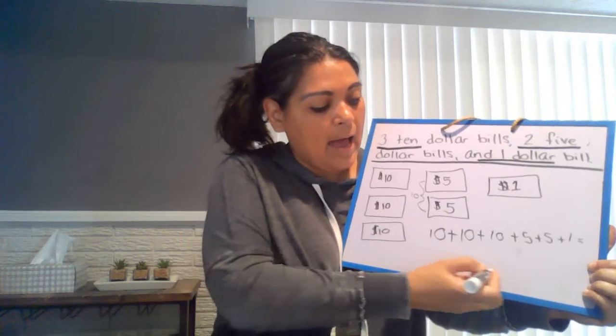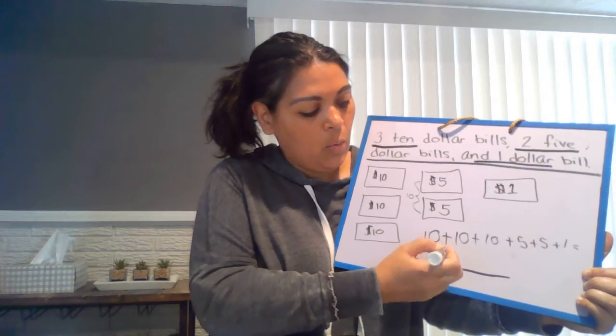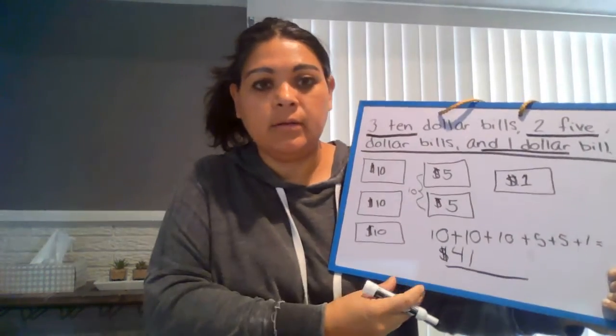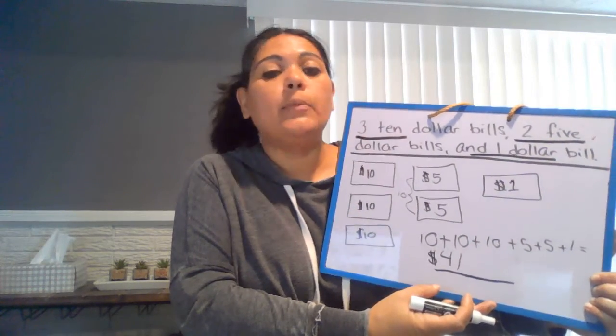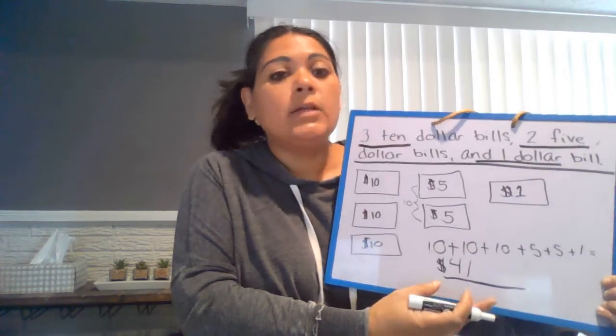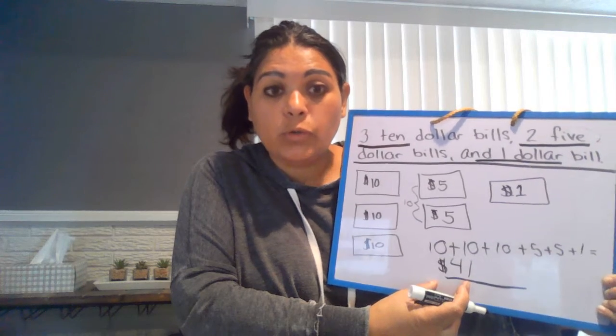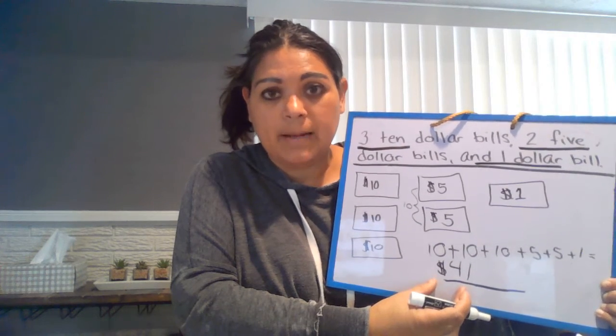So I have $41 here. Okay, and right now we have not talked about the decimals. You may have seen those before. Just write your whole number, your whole numeral, and then with the dollar sign.